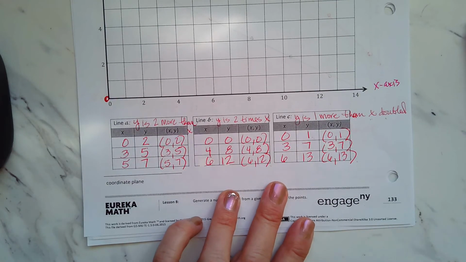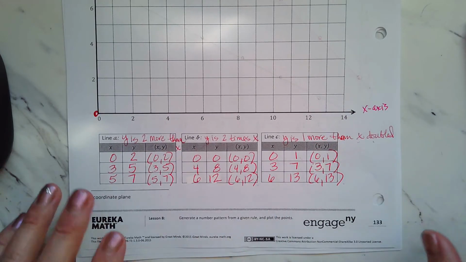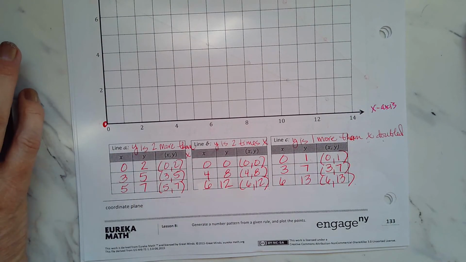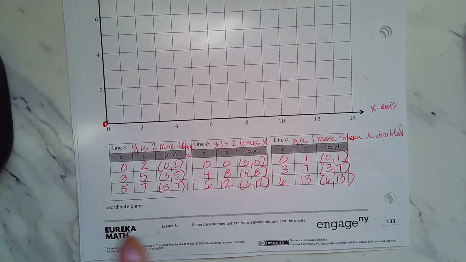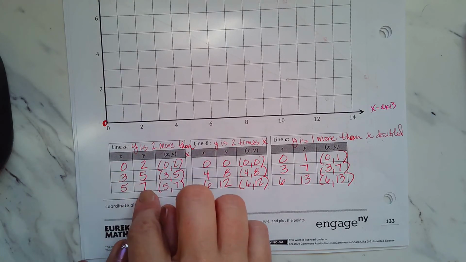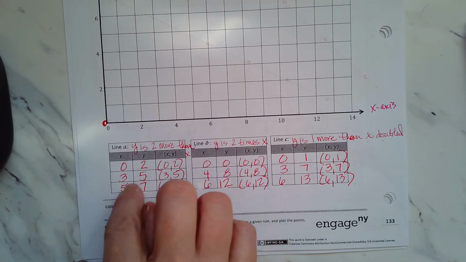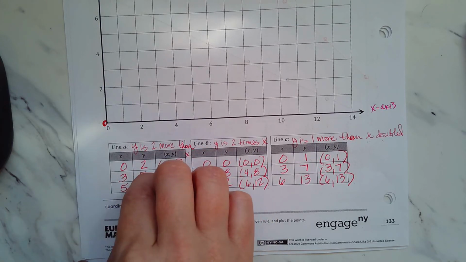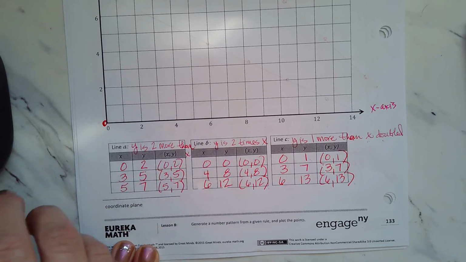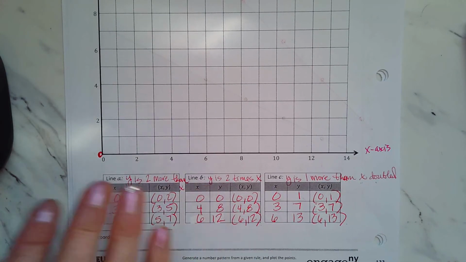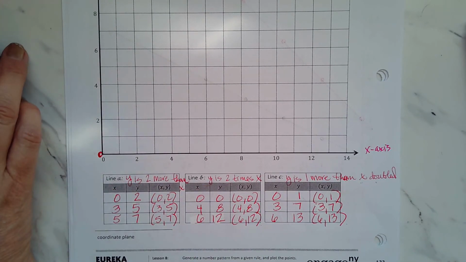Now, your numbers probably are going to vary depending on how you did, but hopefully you were able to figure out the coordinates based on the rule. You were able to come up with the coordinates. That's the big idea here. Now, it's time to graph or plot these points and connect them with a line and label it.